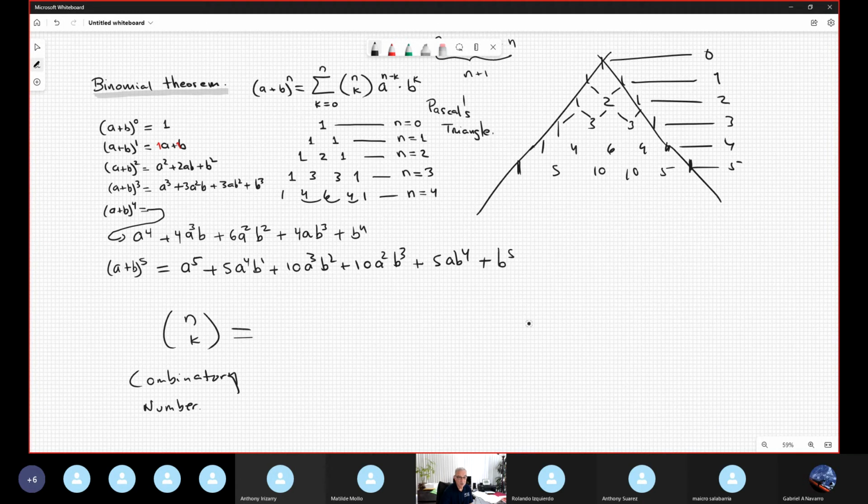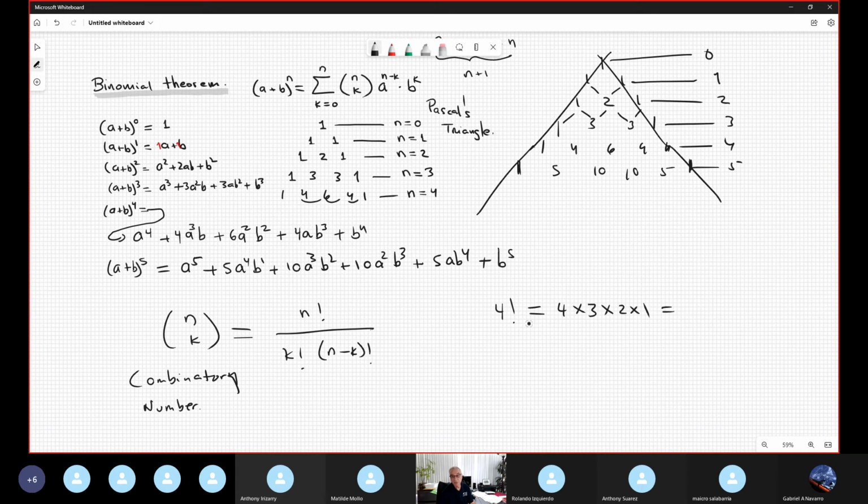And the formula for the combinatory number is the same formula that we use in probability, in statistics. It is n factorial divided by k factorial times n minus k factorial. And let me refresh your memory about factorial. What does, for example, 4 factorial mean? 4 factorial is 4 times 3 times 2 times 1.